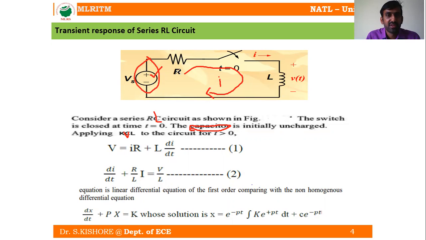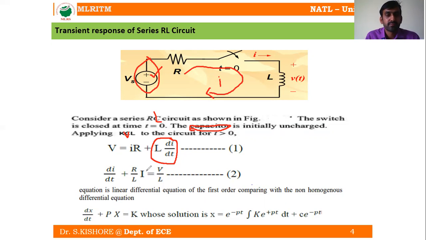So what is the potential difference across the resistance? The current into the value of the resistance. Here we have considered the resistance as R. So what is the current? I. So I into R plus L di by dt. L di by dt is your voltage across the inductor. I think we have already derived this expression when we discussed the self-inductance concepts in module 1 or unit 1.